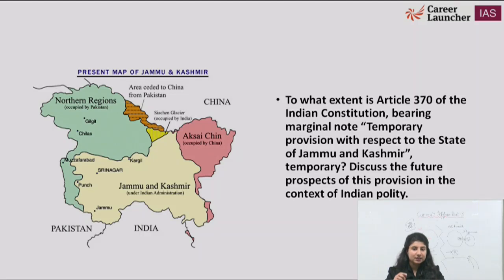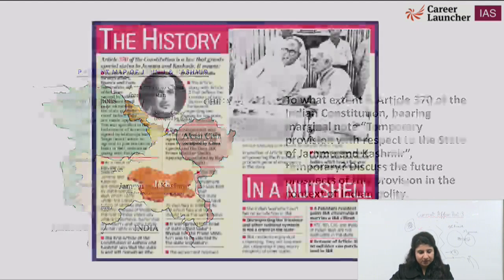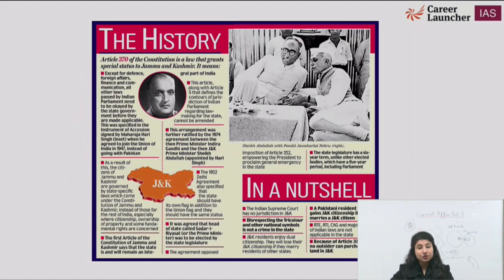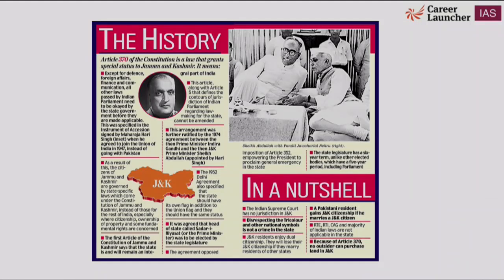Article 370, Lakshmikant book, it should be very handy to you, and also try to work on the atlas itself, right? Article 370 was there in the news, and we can expect some opinion-based question in your interview board. The history, you can read it, and in a nutshell, the Indian Supreme Court, the Honorable Apex Court of our country, has no jurisdiction in J&K. Also, CAG, RTI, RTE and the majority of Indian laws are not applicable in the state.